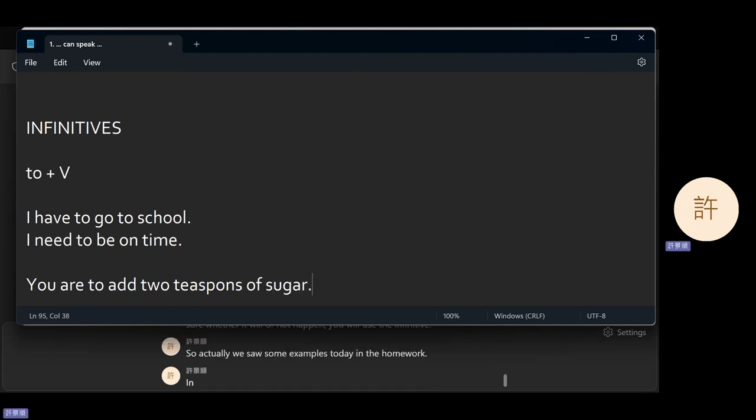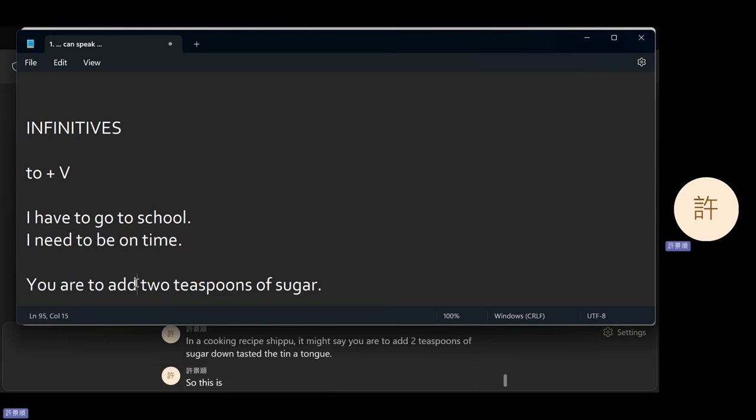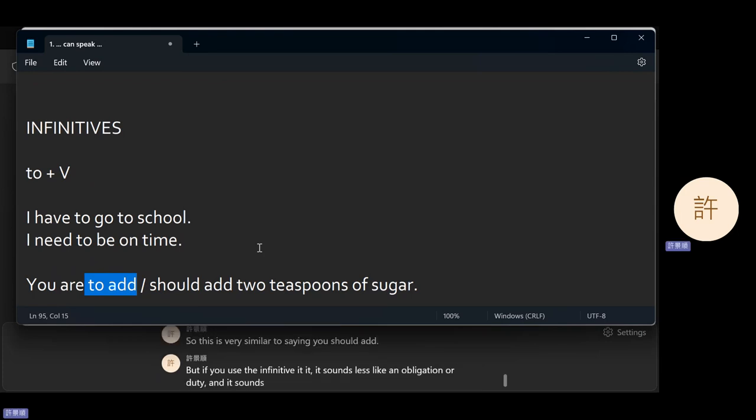In a cooking recipe, 食谱, it might say you are to add 2 teaspoons of sugar, 2茶匙的糖. So this is very similar to saying you should add. But if you use the infinitive, it sounds less like an obligation or a duty, and it sounds more like something you are going to do if you follow the recipe.